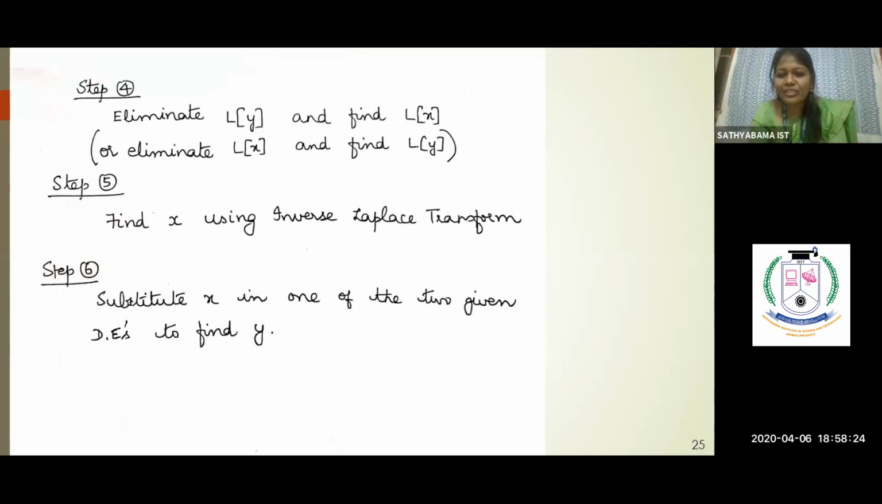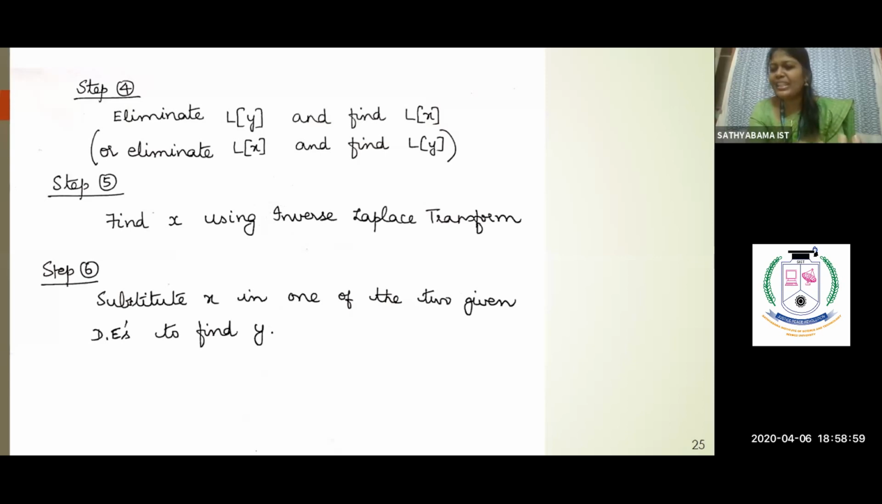What are you doing in step 4? You're eliminating either L of y or L of x. Eliminate one variable from the picture. So supposing you're eliminating L of y, then you will get L of x. That is step 4. From L of x, how will you find x? That is step 5. X will be L inverse of the right hand side. So there you're using inverse Laplace transform. To find the inverse Laplace transform, what are the 2 important methods that you should know? Convolution theorem and method of partial fractions. So use one of the 2 methods and find x.